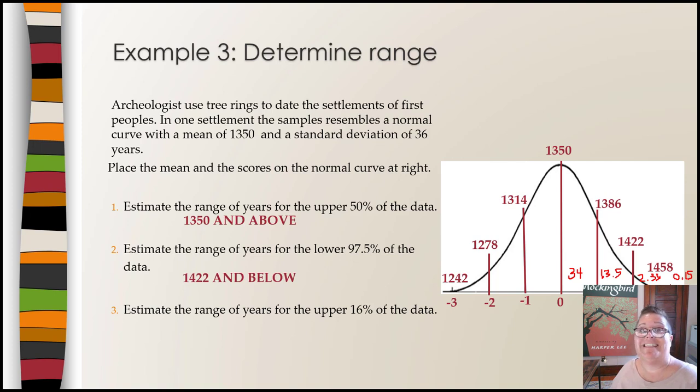I need the upper 16% of the data. So starting at the top, if I add them up, I get 0.15 plus the 2.35 plus the 13.5. These three together are the upper 16%. So I just need everything from the 1386 and above. So I need the upper 16% of the data, which would include 1386 and above.